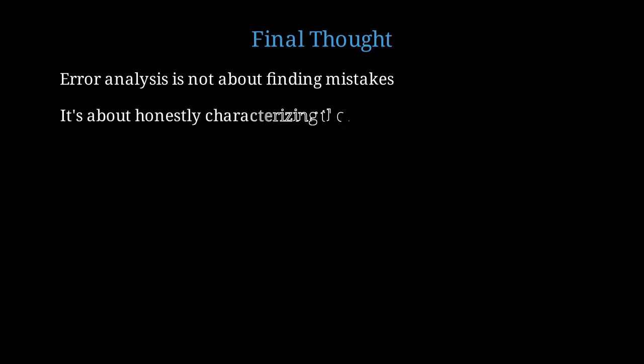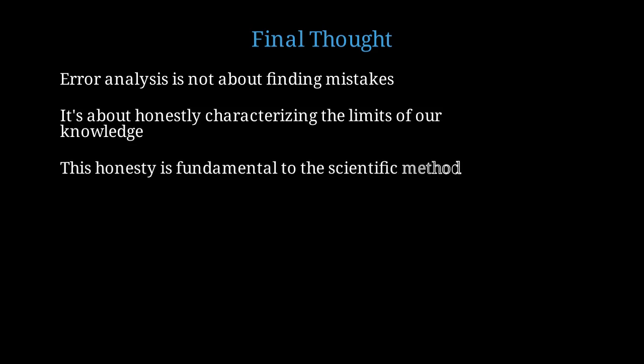One final thought to conclude our comprehensive guide. Error analysis is not about finding mistakes in your work. Rather, it's about honestly characterizing the limits of our knowledge and the precision of our measurements. This intellectual honesty in reporting uncertainty is fundamental to the scientific method and maintaining the integrity of research. Science equals measurement plus uncertainty plus honesty. All three components are essential.